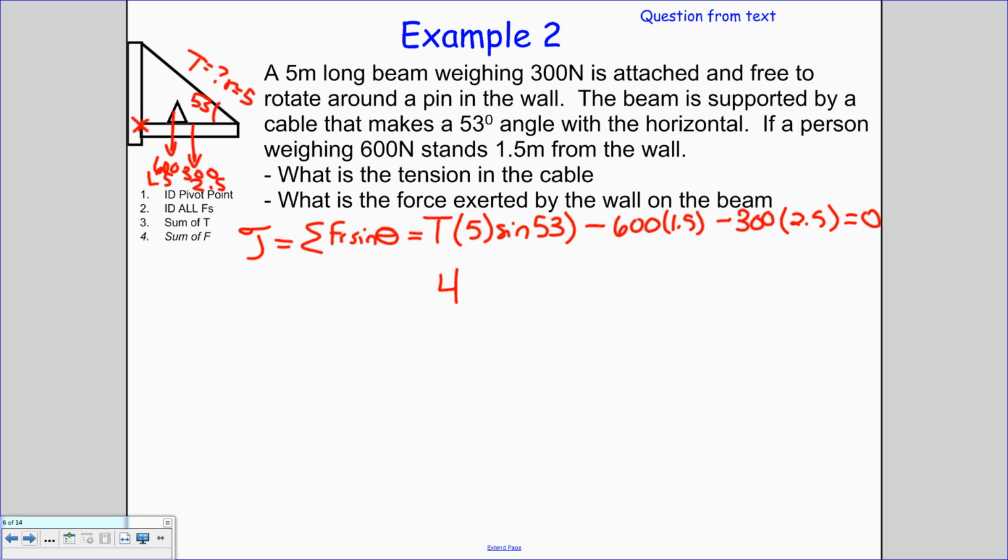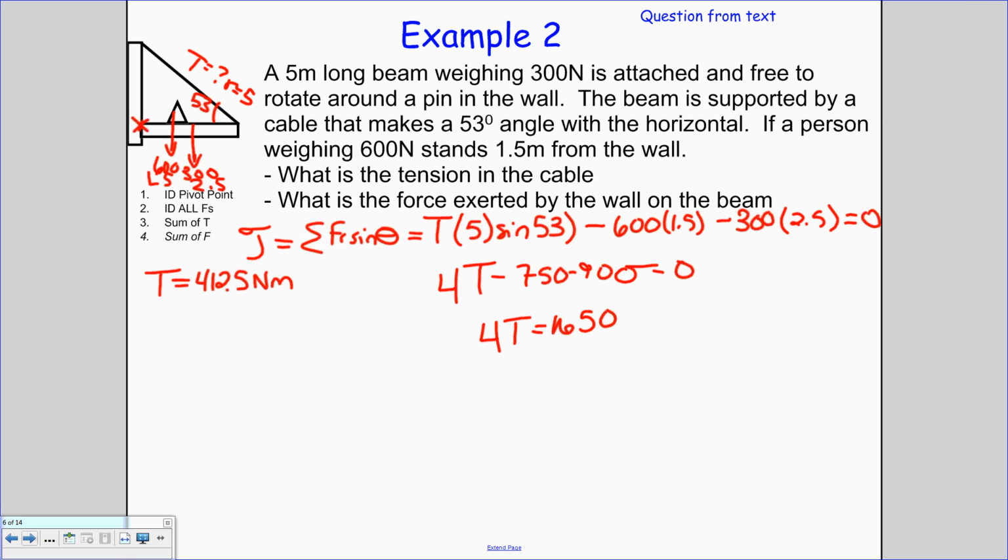Sine of 53 is 0.8, so that's 4T minus 750 minus 900 equals 0, which means 4T is equal to 1650. So T, the tension, is equal to 412.5 newtons. Okay? Nothing too bad there. All right. So that gives us the tension in the cable.